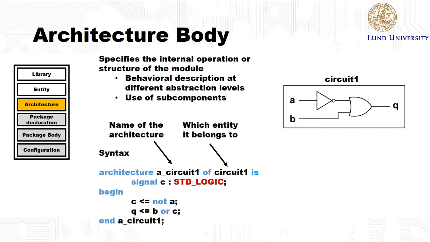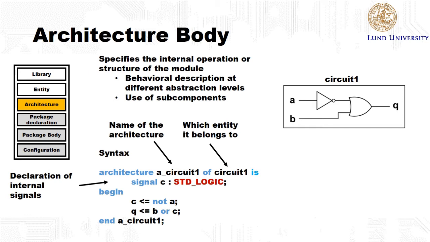At the next row we can declare internal signals in the circuit. So in this case we need a signal to describe the wire between the NOT gate and the OR gate. So we call this signal C. And the keyword signal will be explained in the next slide.